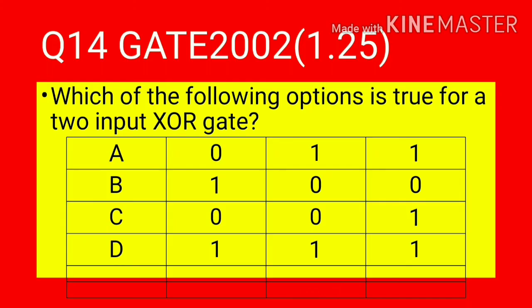Question number 14. Which of the following option is true for a two input XOR gate? Option A, the inputs are 0 and 1, output will be 1. Option B, inputs are 1 and 0, output is 0. Option C, inputs are 0 0, output is 1. Option D, inputs are 1 1, output is 1.